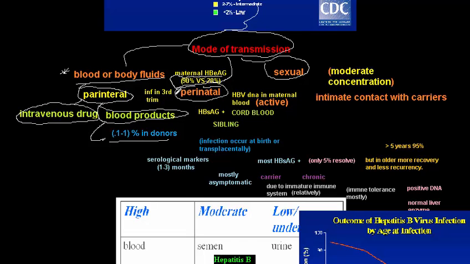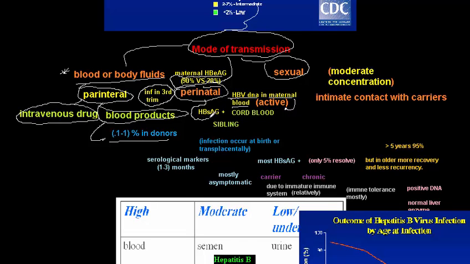Also, the infection of hepatitis B in the third trimester is associated with more risk to develop hepatitis B in the child. The presence of hepatitis B DNA in maternal blood, which indicates the active status of hepatitis B, is also associated with a high risk of the child being infected with hepatitis B.